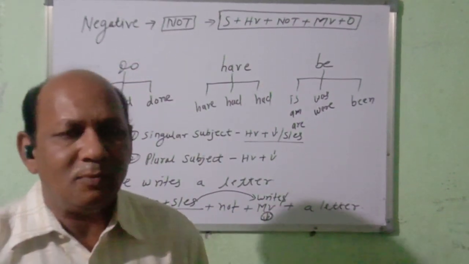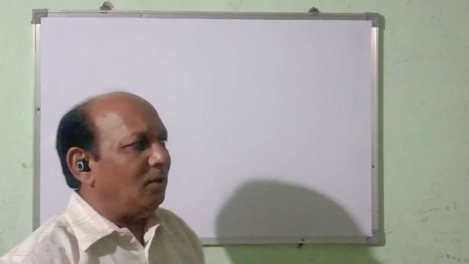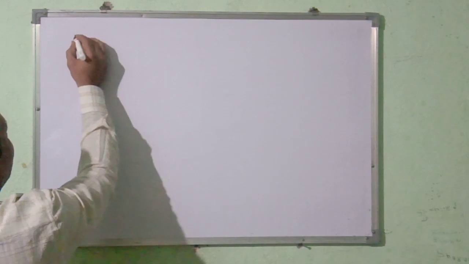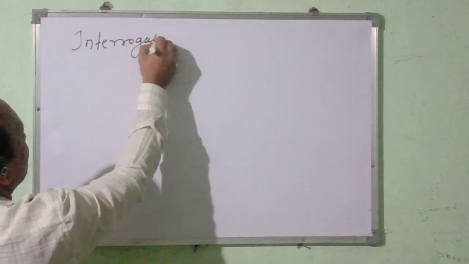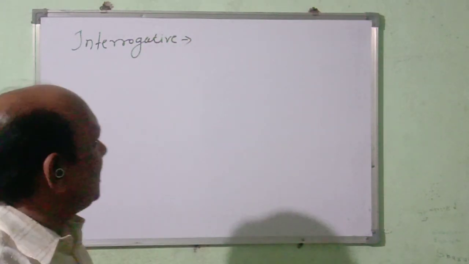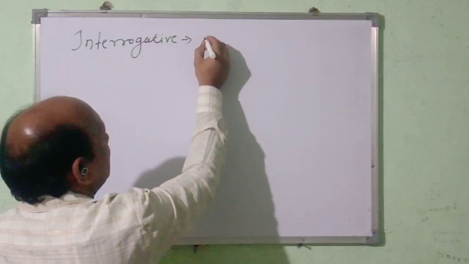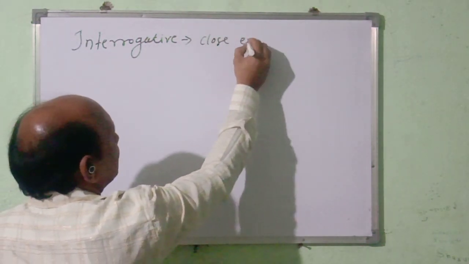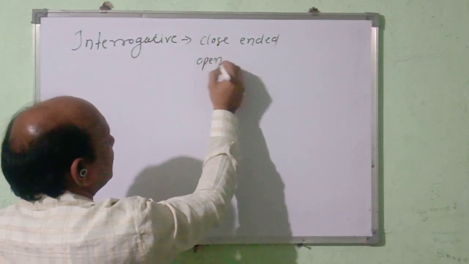Afterwards we will see what the interrogative sentence is. So let's go with the interrogative sentence. The interrogative sentence is further divided into two parts: the first one is close-ended and the second one is open-ended.